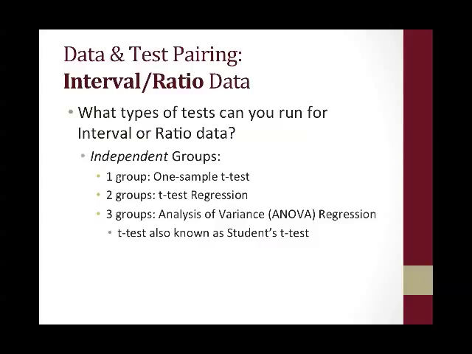What if you have interval ratio data? Well, if you have independent groups, if you have 1 independent group, you can do a 1-sample t-test, and these t-tests are also known as student's t-test. If you have 2 independent groups, you can perform a t-test. If you have 3 independent groups, you can perform an analysis of variance, also known as an ANOVA.